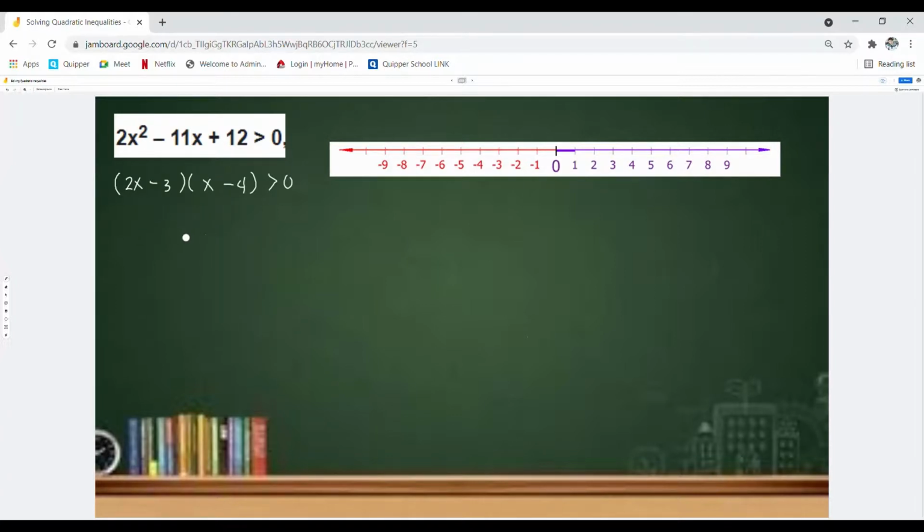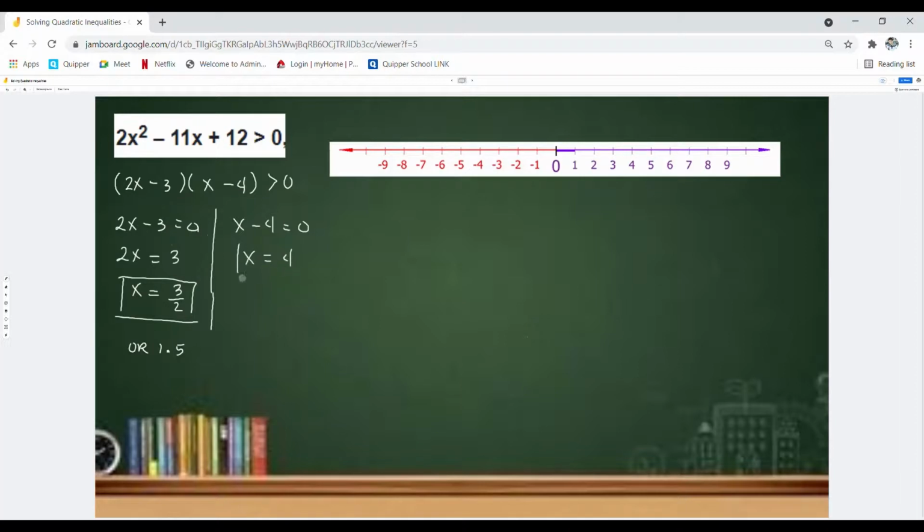You can now find your critical numbers. So your critical numbers, equate muna, just like finding the roots of this one. Then you have x minus 4 equals 0. Of course, this is 2x equals positive 3, divided by 2 on both sides. You have x equals 3 halves. So this is your first critical number. Don't worry if it's a fraction, you can still locate that in the number line. The equivalent of 3 halves is 1.5, right? And here it's x equals 4, so it's easy to locate.